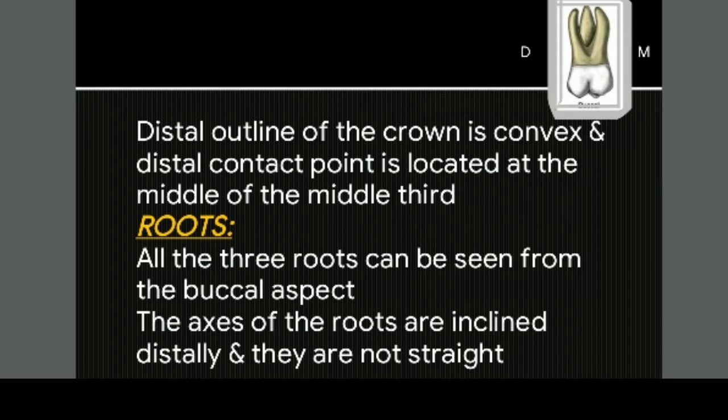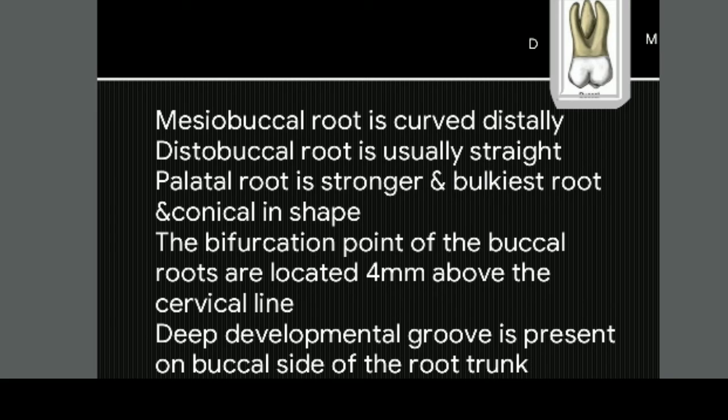Buccal aspect of the roots. All the 3 roots can be seen from the buccal aspect. The axes of the roots are inclined distally and they are not straight. Mesiobuccal root is curved distally. Distobuccal root is usually straight.